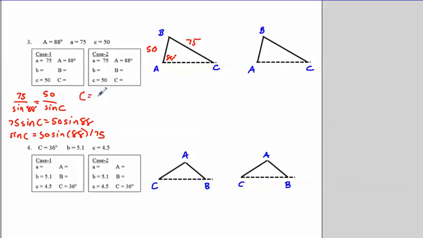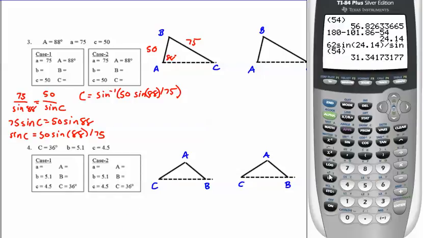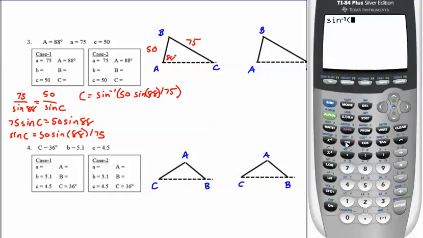So in your calculator, you're going to type C is equal to inverse sine of 50 sine 88 divided by 75, and let's see, we need parentheses here, and then we need parentheses here. So let's type that in and see what we get. Remember to close your parentheses here. Okay, so we get angle C is 41.77, and I'm remembering now that the directions said to round angles to the nearest integer, so I'm going to call that 42 degrees. So I get angle C is 42 degrees.